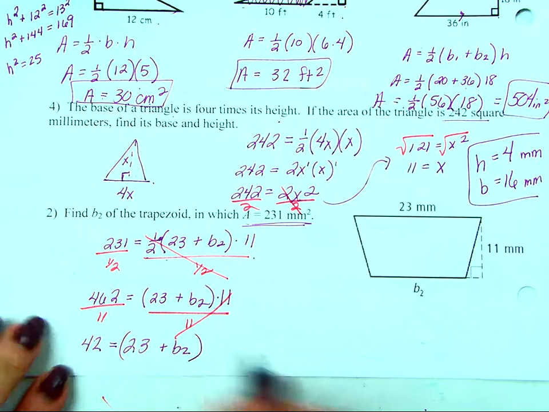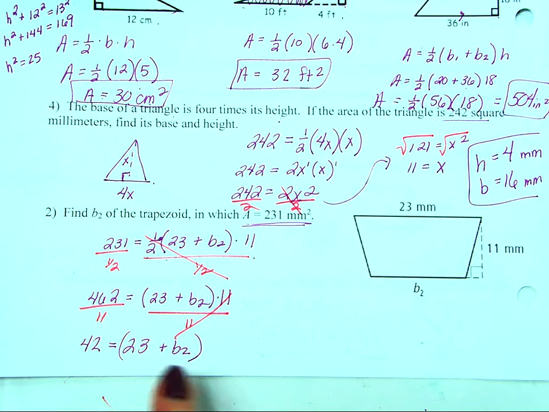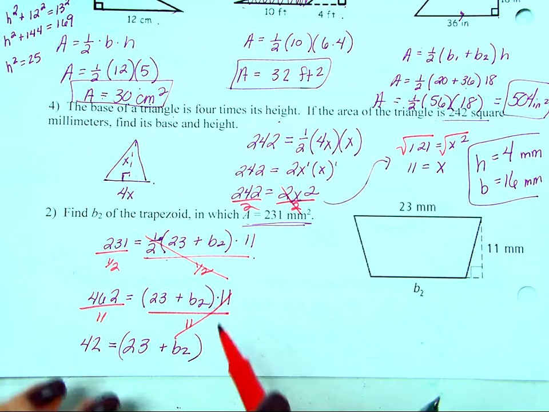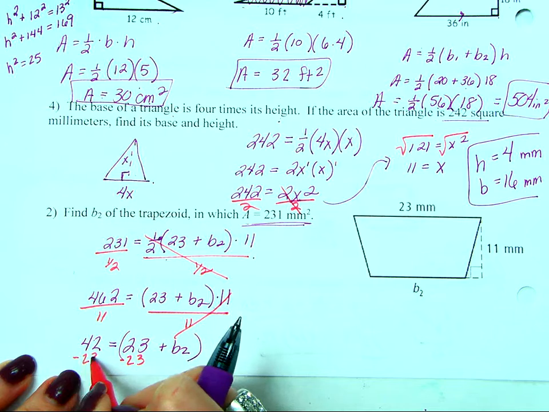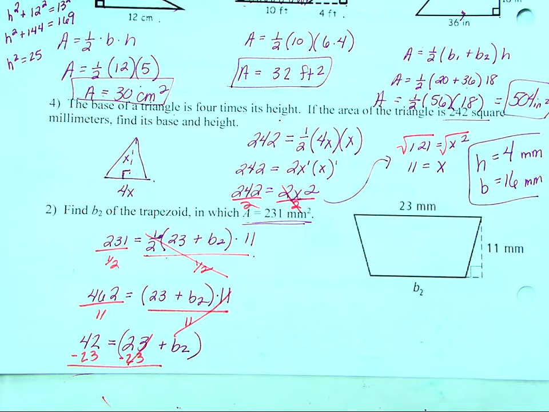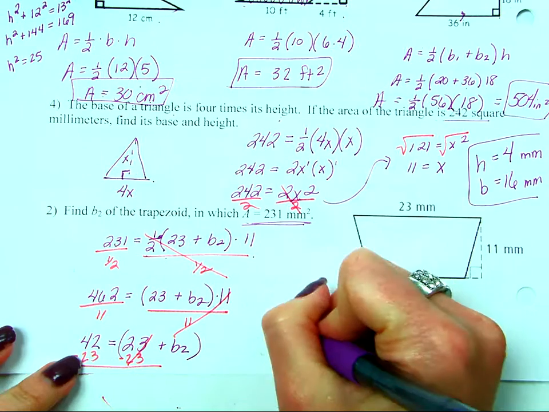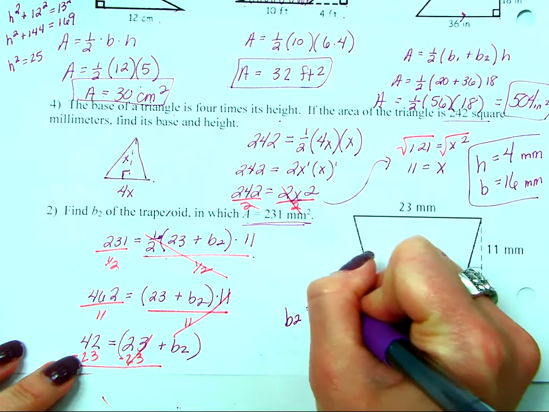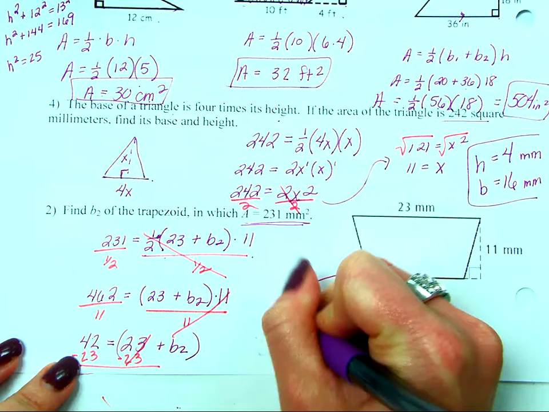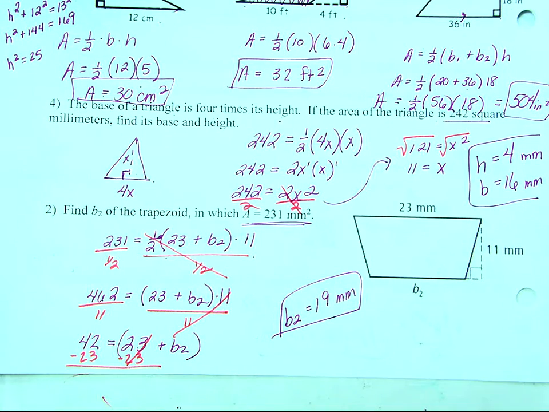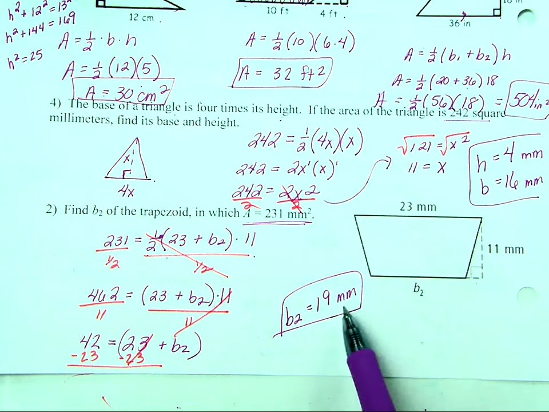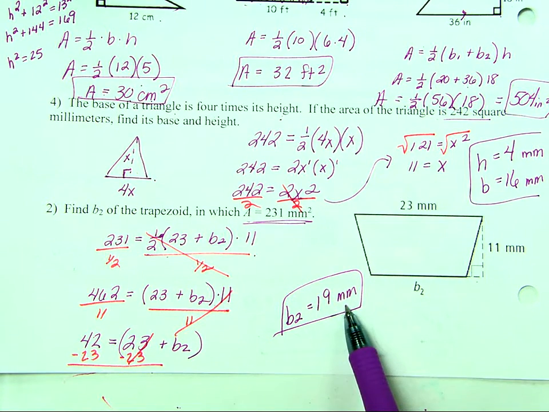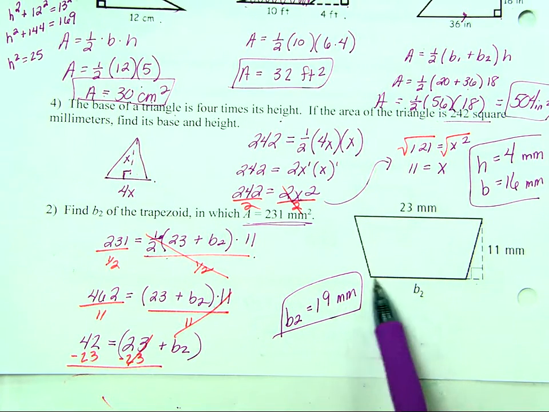Now, I'm left with this. The parentheses really don't mean anything. It's 23 plus B2 equals 42. So we simply need to know what we would be left with after we subtract. And we would find that our base 2 is equal to 19 millimeters. And of course, we always want to ask ourselves if our answer makes sense. In this case, 19 seems reasonable. We're also looking for a linear measure, so I'm not going to label it squared. It's just simply 19 millimeters straight across.